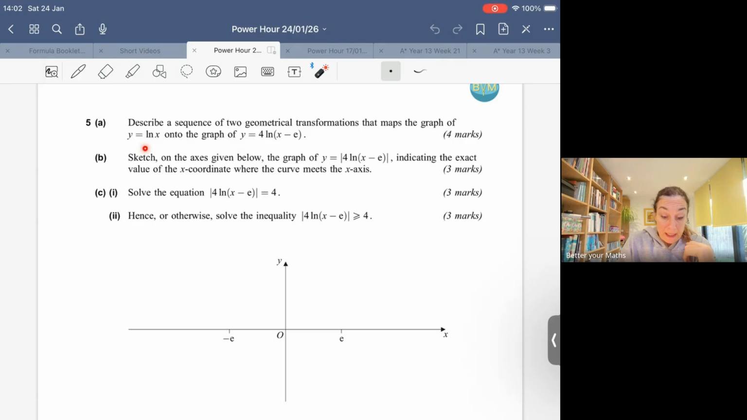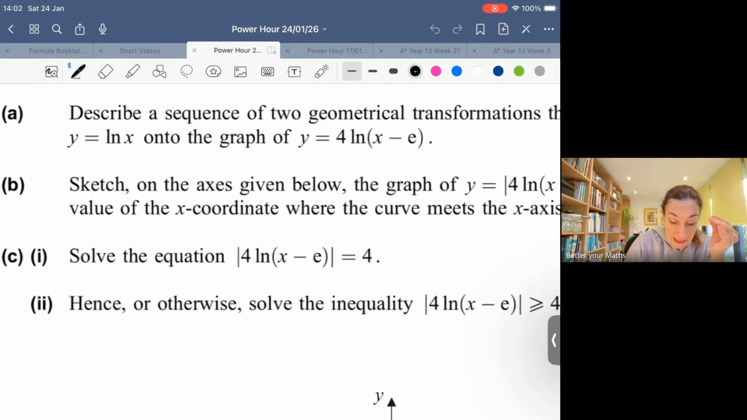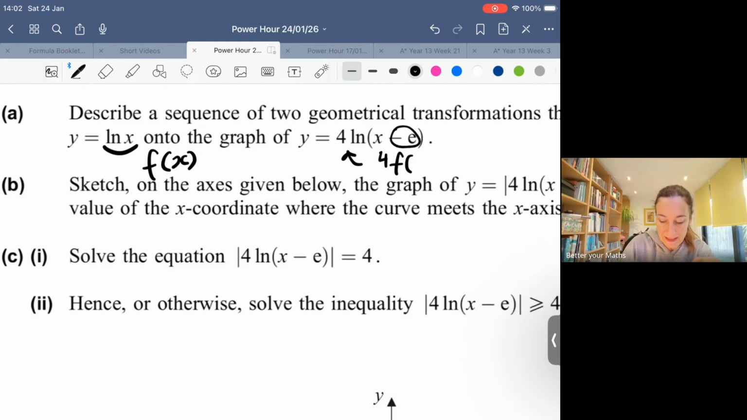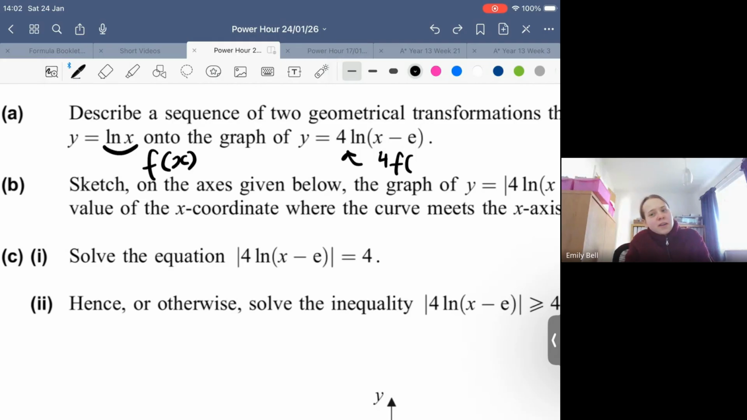My recommendation is to think this is f of x, what is this then? Someone tell me, what would that be? F of what or multiplied by what? So if I think about f of x, it would be this one. Emily, what would be this one? Is it f of 4x or 4f of x? And what happens with this bit? Is it plus e?